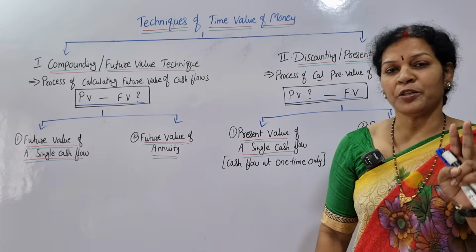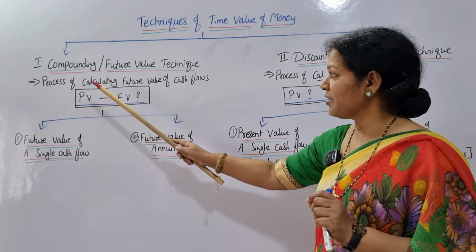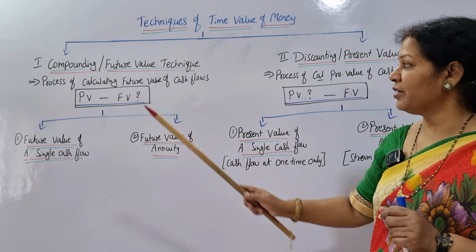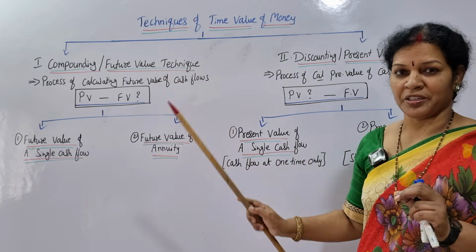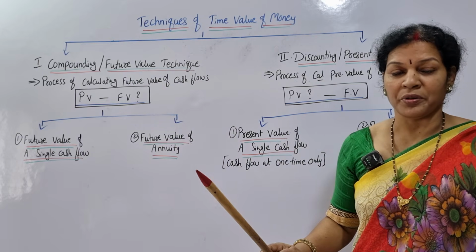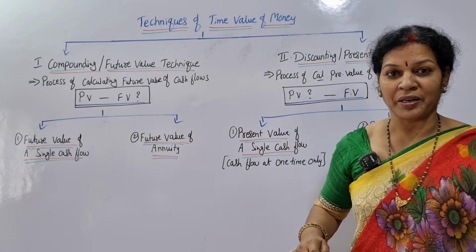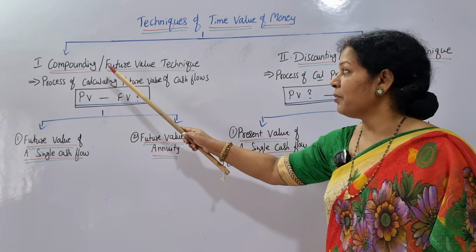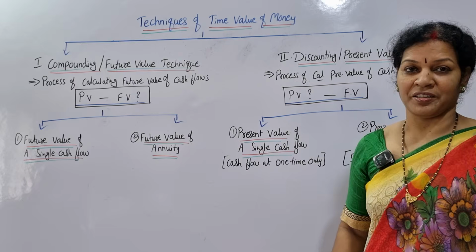So mainly here two techniques are there. First technique is compounding, or future value technique. Future value, how much you are going to get. Present is 1 lakh I am having. Future, how much I am going to get. That is compounding or future value technique.